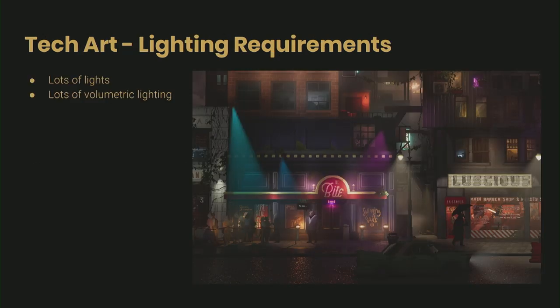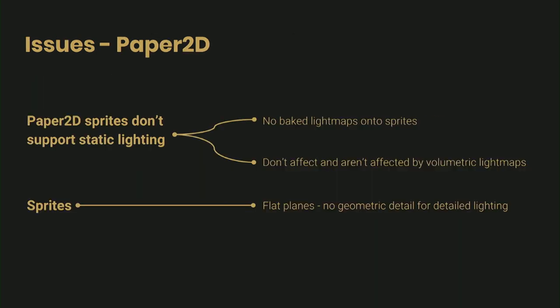So our game doesn't have much geometric detail. So when building our world, a lot of the visual detail needs to be added in through lighting and materials in order to create a convincing atmosphere. But since most of our objects are 2D, we have come across some challenges lighting our game, namely Paper 2D not supporting light maps. And as it turns out, it's hard lighting a game in three dimensions when most of your objects are just flat planes facing the same direction.